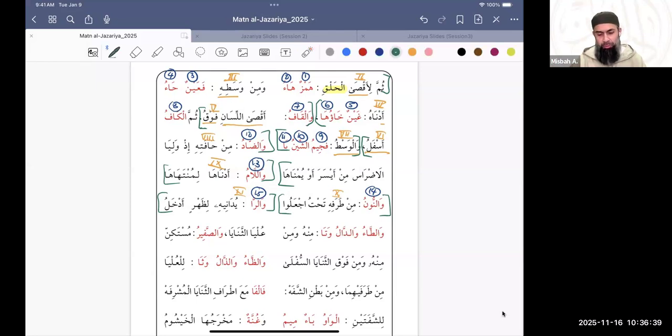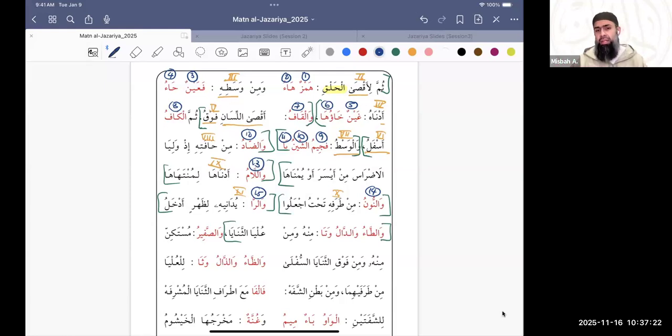Now, so we go back, and we're starting now a whole different set of letters. Okay, and these letters are all coming from one makhraj. Ta, dal, and ta. The Imam says, وَالطَّاءُ وَالدَّالُ وَتَا مِنْهُ. Minhu here refers to طرف اللسان, from the tip of the tongue. وَمِن, he's giving you two things now. He's actually giving you the adjacent. He didn't leave it to your discovery.